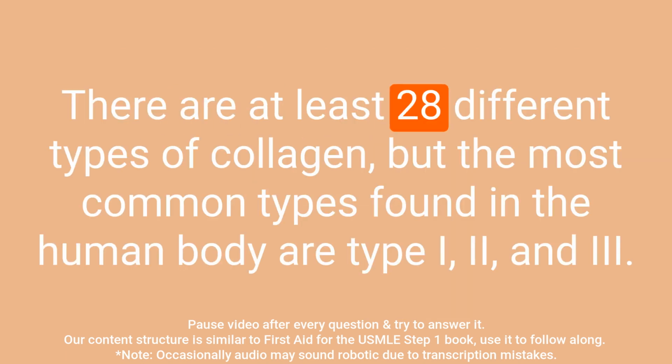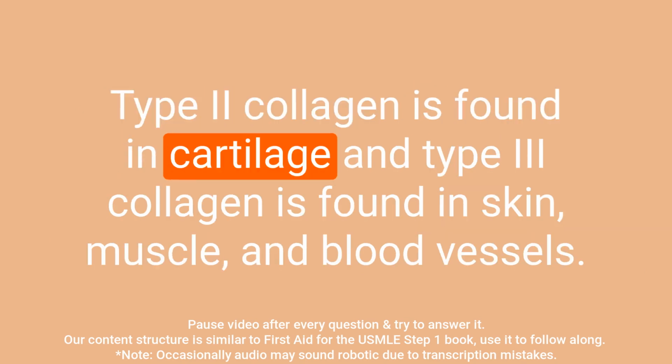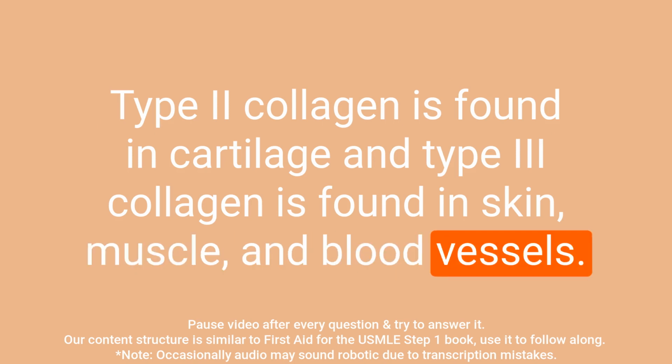Question: What are the different types of collagen? Answer: There are at least 28 different types of collagen, but the most common types found in the human body are type 1, 2, and 3. Type 1 collagen is the most abundant and is found in skin, tendons, ligaments, and bone. Type 2 collagen is found in cartilage, and type 3 collagen is found in skin, muscle, and blood vessels.